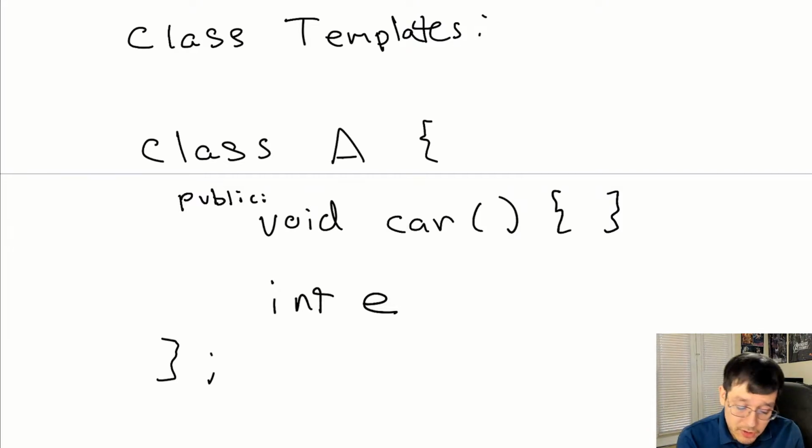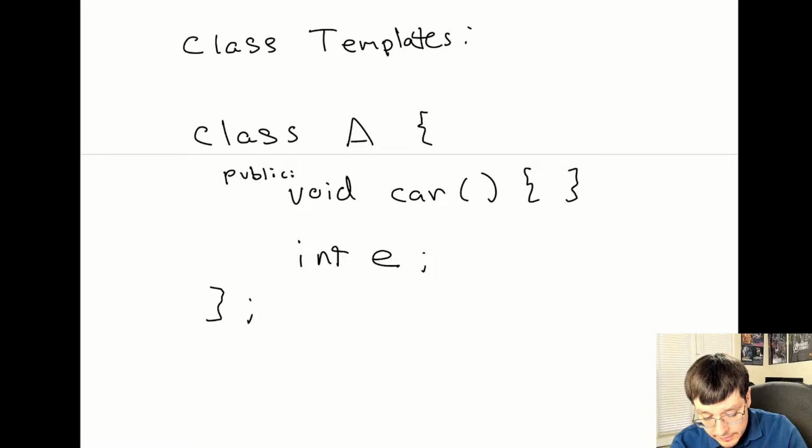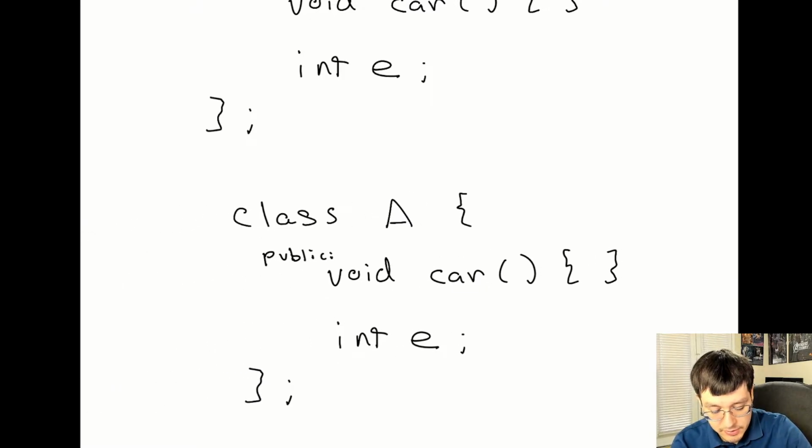Okay, so we have our class A with an int E in it and a function car, and we know that this class is amazing and we love it, so we want to make a second class out of this, but we wanted to use a double. We want to upgrade because it wasn't accurate enough, right? So we make a class B.